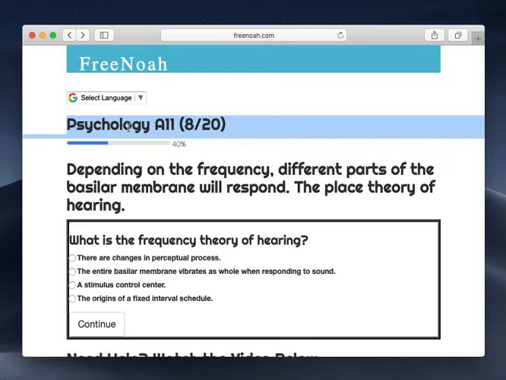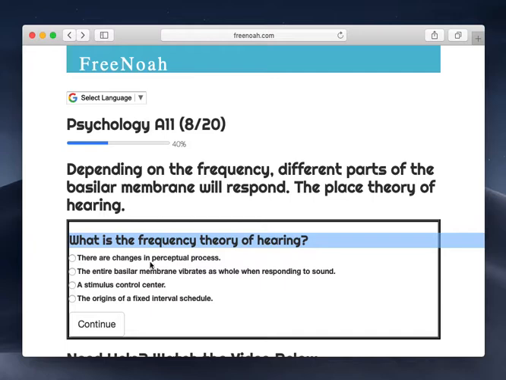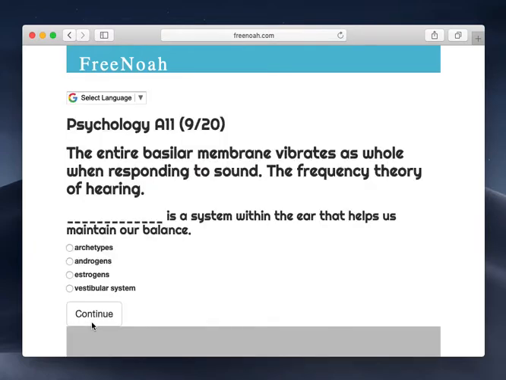Alright, Psychology Assessment 11, Question 8. What is the frequency theory of hearing? So at the moment we're trying to organize the different theories of hearing. Alright, we went through the place theory of hearing. Now we're going to go over the frequency theory of hearing.